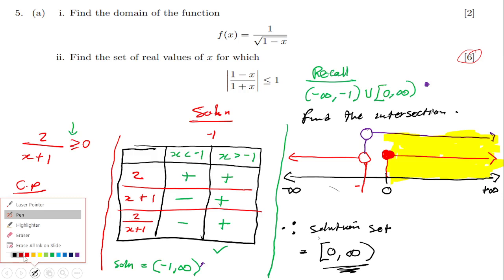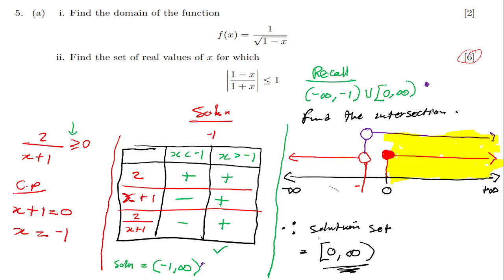My handwriting. Oh, so the top one is x. No, the top one is 2. This 2 is coming from, I don't understand how. This x plus 1 is coming from there. Oh, okay. You now understand it?